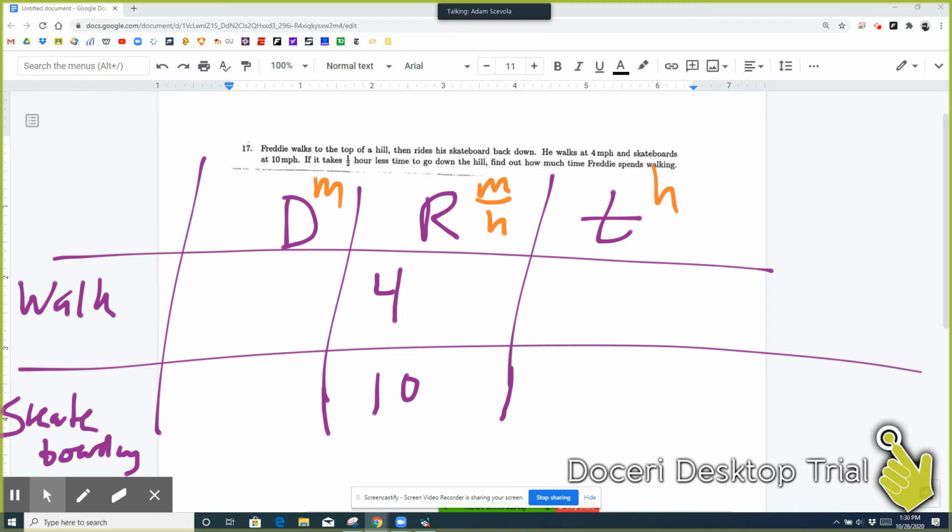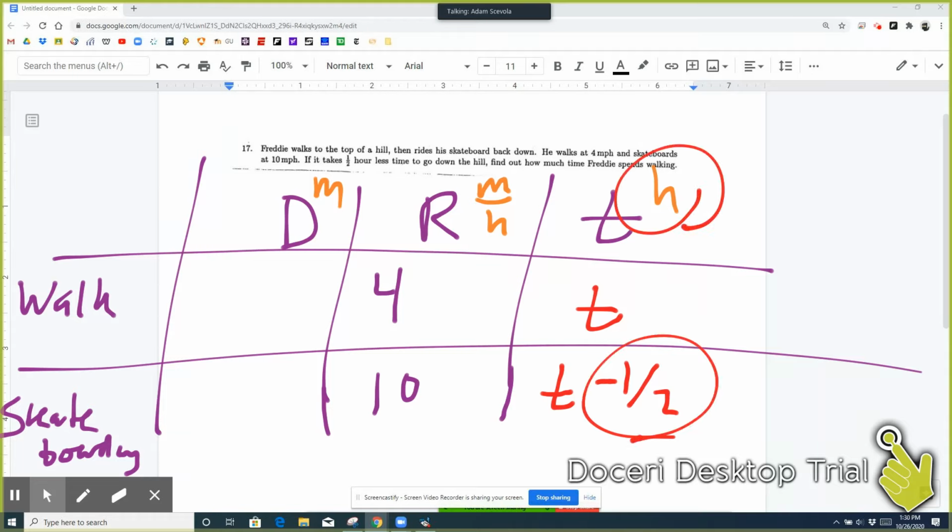Now, the time. It says it takes a half an hour less to go down the hill, which makes sense because he's going down. And the question is asking how much time does he spend walking? So we don't know how long he spent walking, so we'll put a T here. We'll just let it be T, and we'll relate it to skateboarding. We know that the time he spent skateboarding is a half an hour less than he spent walking. So T for walking and T minus 1/2 for skateboarding. It's very important to put 1/2 because this is in hours. Even if this said 30 minutes, we'd still want to put this as negative 1/2.